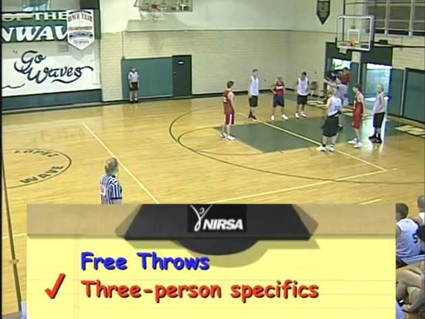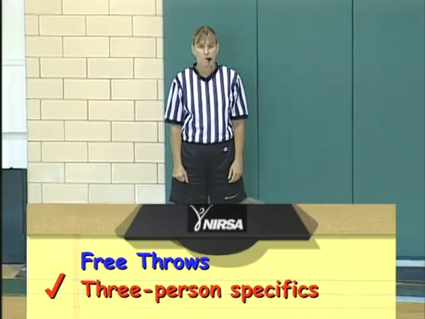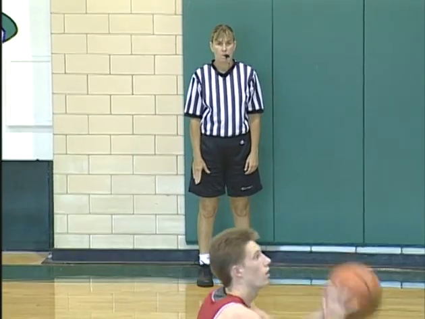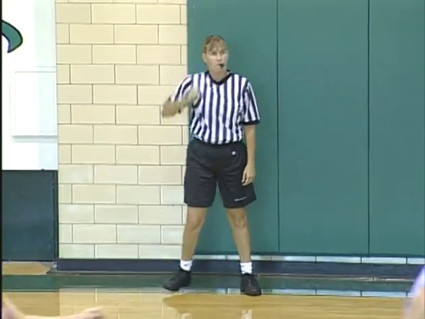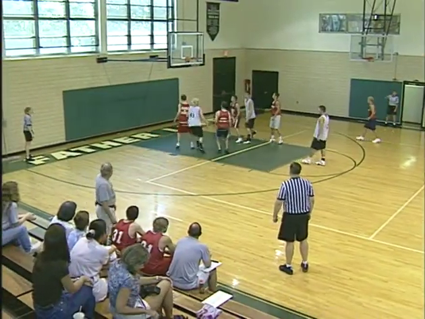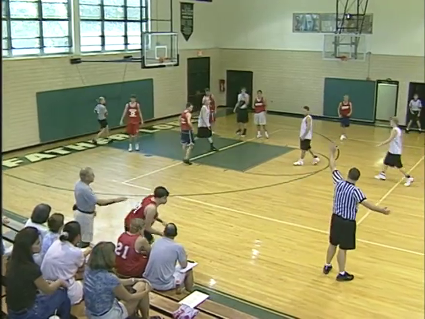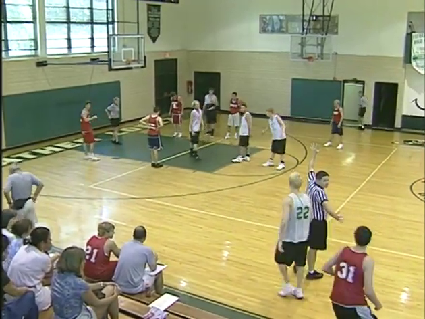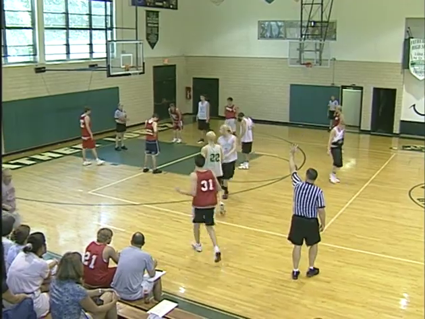In a 3-person system, the center will have all the duties that the trail official has in a 2-person system. The difference is that we have a trail official who can handle all substitutes at the table, as well as assist the lead and center with violations and rebounding activity.